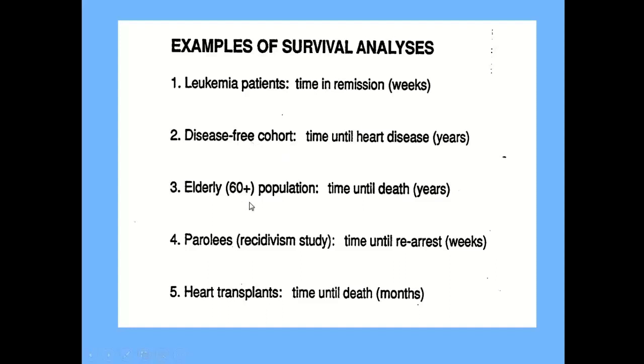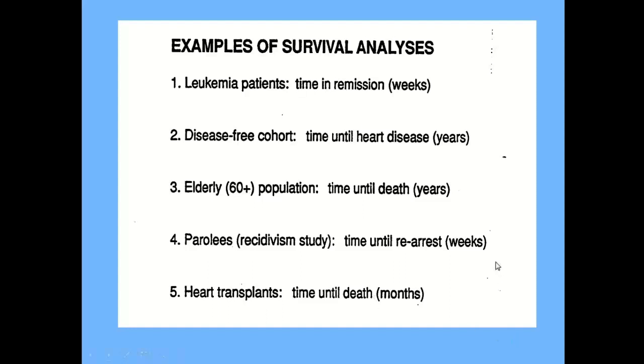You could have an elderly population. Ooh, 60 plus, is that elderly? Well, I got to be careful there, because some people around here are way past that. Okay, but if you're dealing with a so-called elderly population, it could be your outcome's death, time until they die. You could be interested in death even if it's not an elderly population.